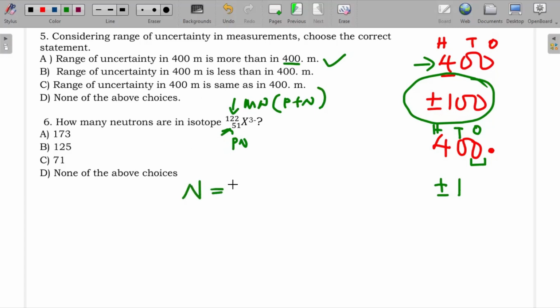We're just going to say, okay, the mass number, which is a combination of protons and neutrons, minus the protons, they are 51. So subtract this, you're going to get 71. So 71, that's the number of neutrons there in that isotope. Okay, so we are done with question number 6.